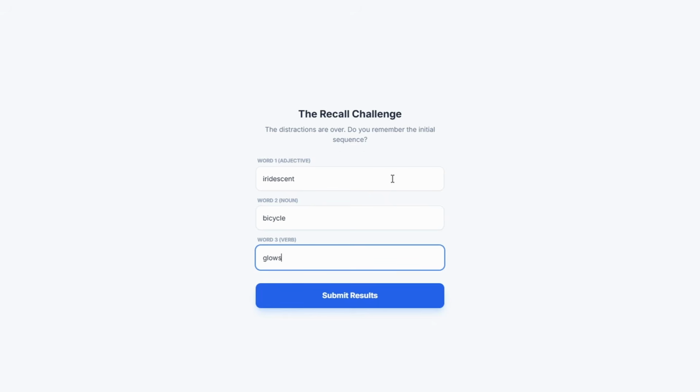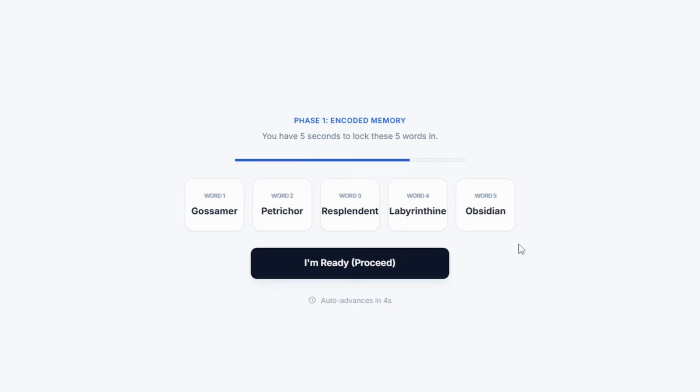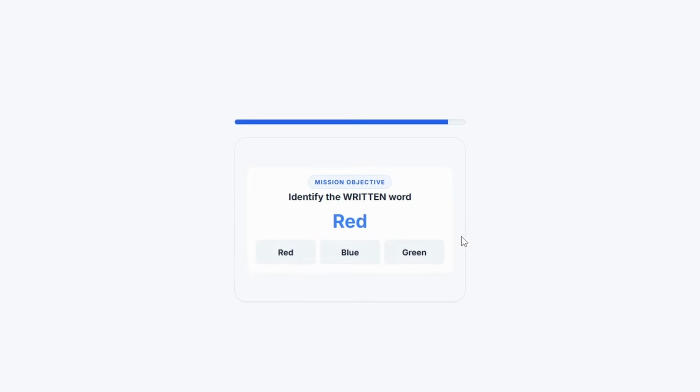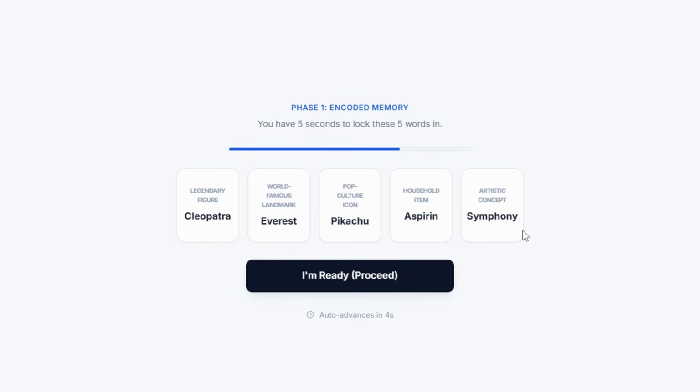But after finally getting it to work, there was still a big problem. It was too easy. So I upped the word count to 5 instead. And I scratched the whole adjective, noun, and verb stuff since that kind of overcomplicated things. So now it would generate 5 random words, and it turned out like this. Cleopatra, Everest, Pikachu, Aspirin, Symphony.